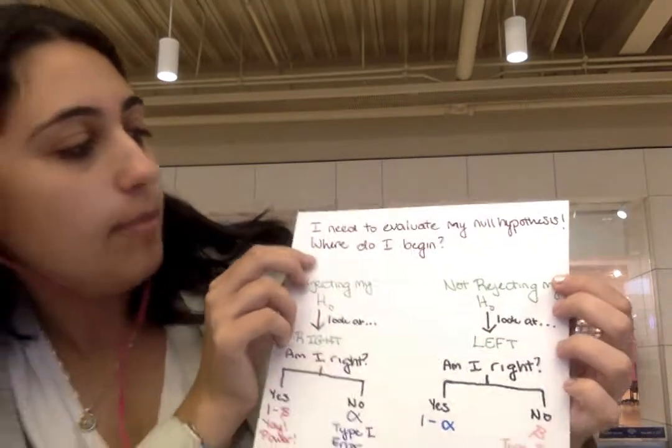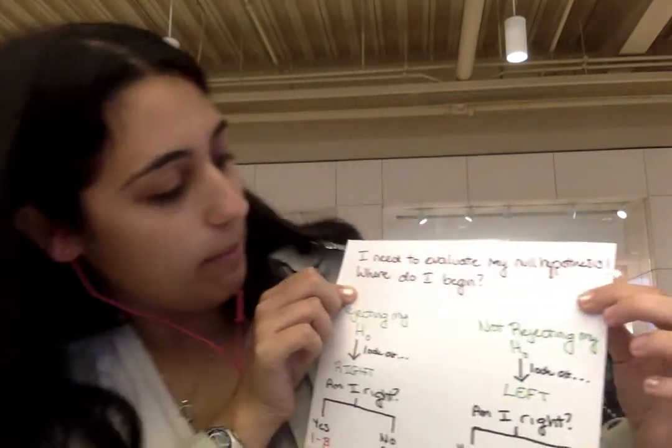Okay, so I'm first going to start with power. I sent out a chart that I made when I took this class as a freshman, that all my friends wanted copies of, so I figured that you would want it too. I'm just going to go through it because I think it summarizes power pretty well. So at the top, it says, I need to evaluate my null hypothesis.